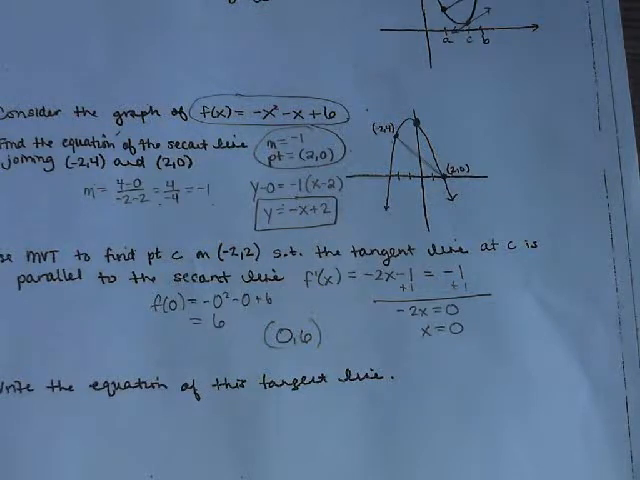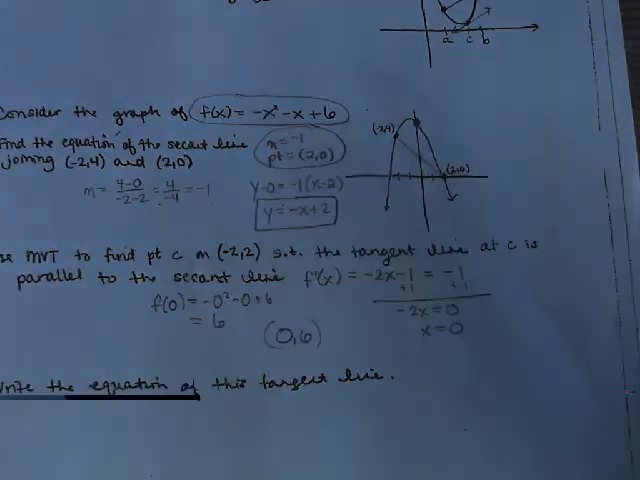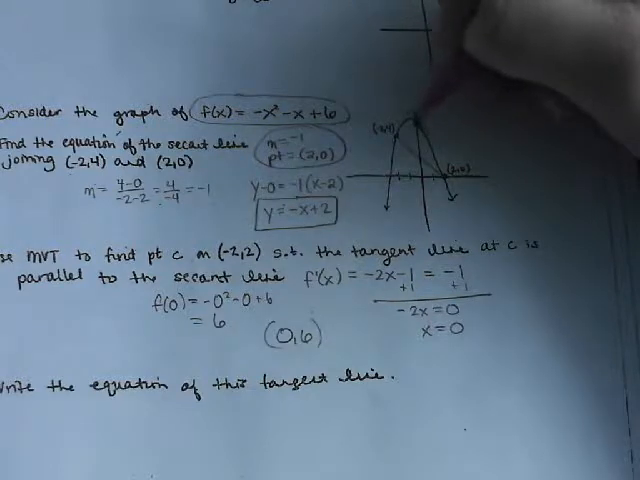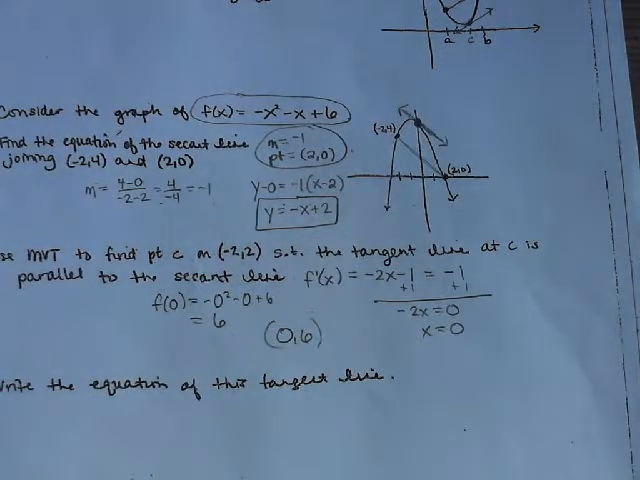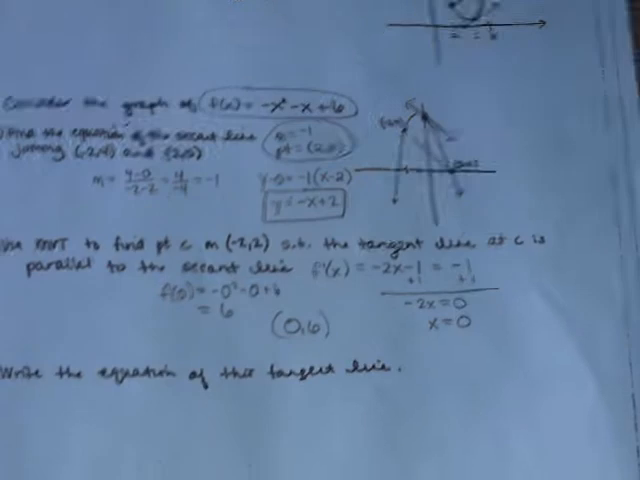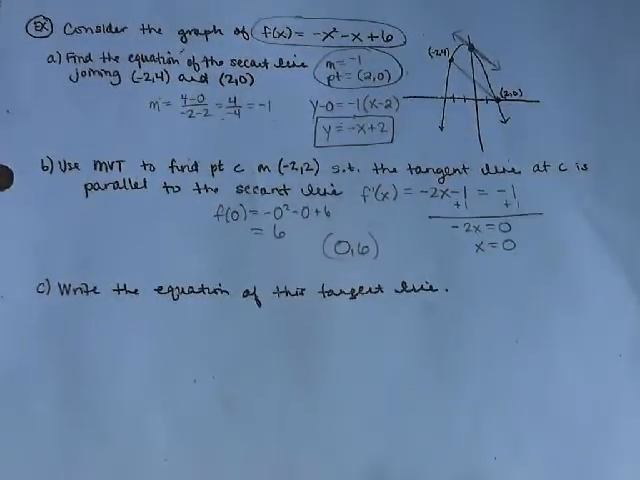Okay, and you should be able to sketch a tangent line there and agree that that tangent line is parallel to your secant line, indicating that they have the same slope. And then we're just going to write the equation of the tangent line, so take a minute and do that on your own. Write the equation of the tangent line.